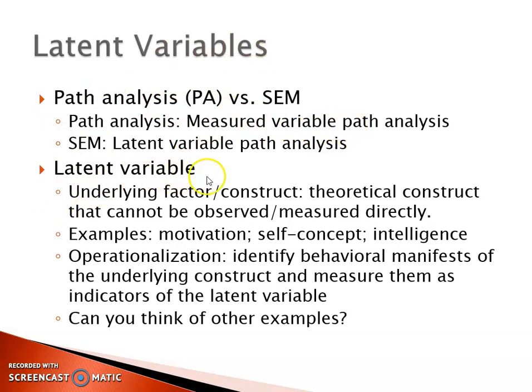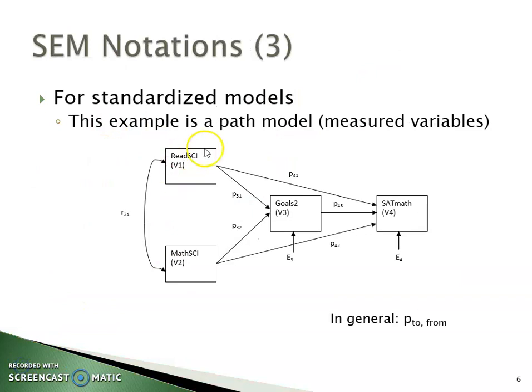In latent variable SEM, on the other hand, you have underlying factors. Those are called latent factors that cannot be observed or measured directly. So you have to identify the measurable indicators for each of the latent factors before you can collect your data and run your analysis. This is an example of path analysis.